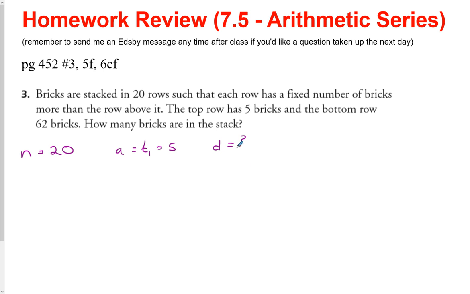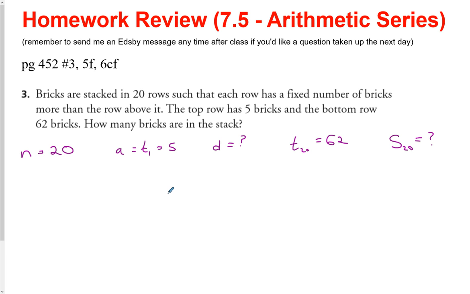And that one we don't know, right? It's not really given to us. It just tells us that there's a certain number more. We do know a couple of terms. We know the 20th term in our list of bricks, and it's going to be 62. There's 62 bricks in that 20th term, in that 20th layer of the stack. And we also need the sum of all 20 rows. That we don't know either. And that's really what we need to figure out.